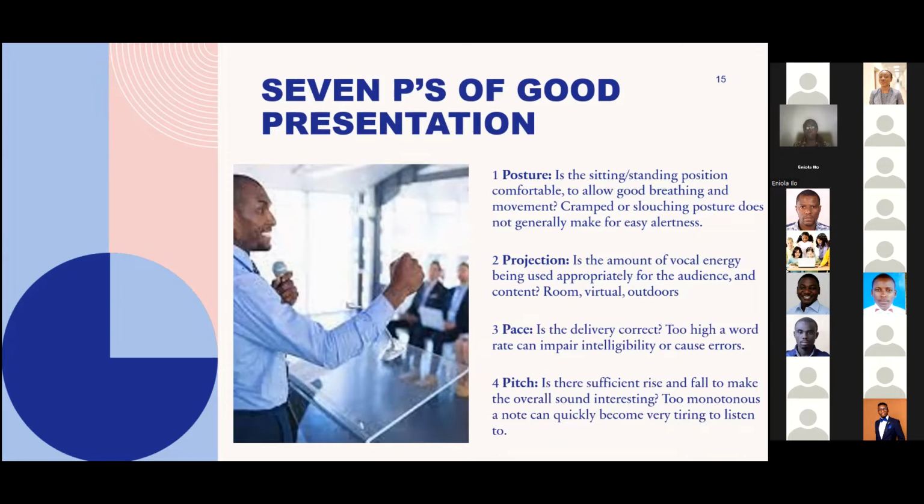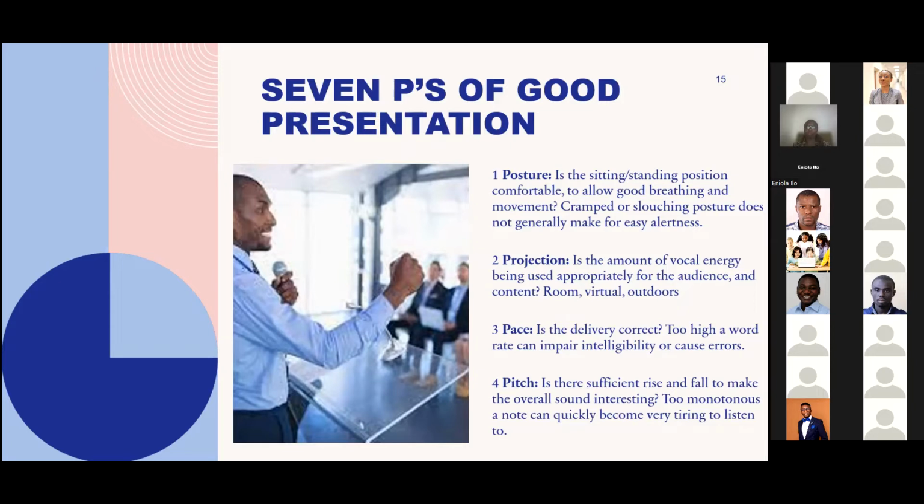And the third P is pace. So is the delivery correct? Sometimes some of us are very fast speakers, so you want to look at that because it can impair your communication. Sometimes you're very slow that people will start sleeping before you even finish the next sentence. So you want to balance in between.